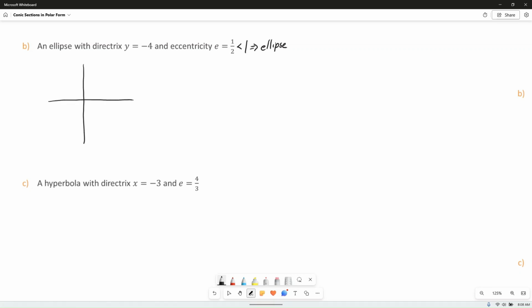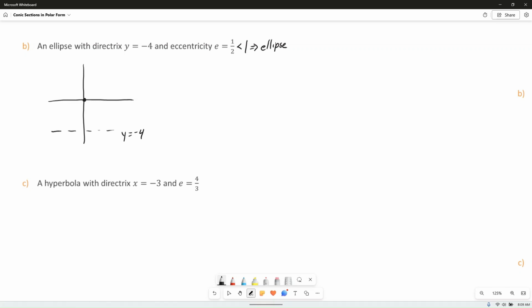All right, so we'll draw our x and our y axes. I know I have a focus at the origin, and then my directrix is the line y equals negative 4. So y equals negative 4 is a horizontal line below the x-axis. Okay, so that means the graph, the ellipse, has to bend around the origin and away from the directrix.